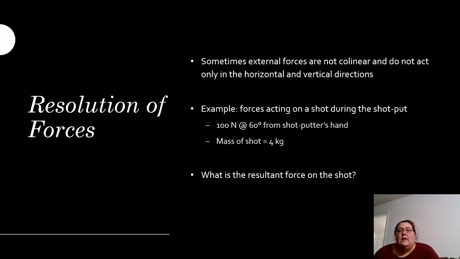All right. So then sometimes we have external forces that are not collinear, and they're not acting in just strictly horizontal and vertical directions. So for example, coming back to our shot putter, you have about 100 newtons of force at 60 degrees, so coming out here from the shot putter's hand, and then the mass of a shot put is 4 kilograms, so it is a women's shot put. How would we figure out the resultant force here?